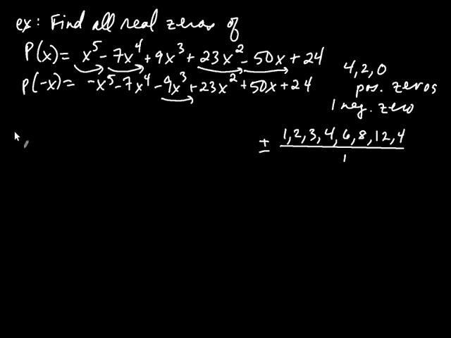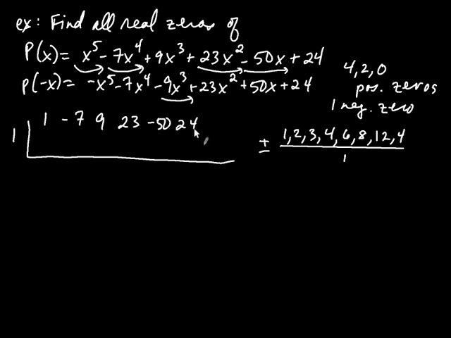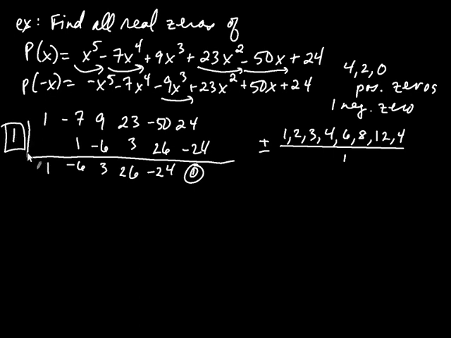So let's start off with the easy one. Let's start off with 1. So we're testing 1 using synthetic division. We take the coefficients, which are 1, negative 7, 9, 23, negative 50, positive 24. So bring down the 1, and it's going to be 1, negative 6, 3, 26, negative 24, and 0. Okay, and what that means is that 1 is a 0. So we found 1 zero so far.